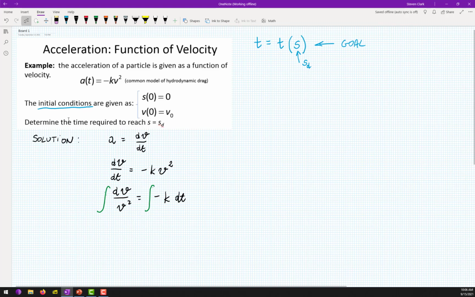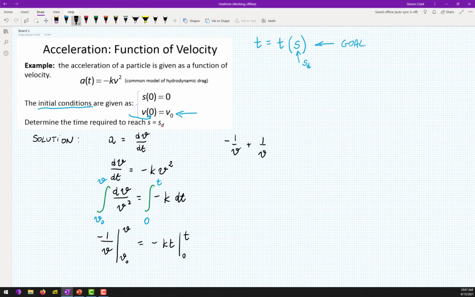Also a very important thing, integration bounds. They told us that our velocity starts from v0 and we will end up at some v. We don't know that value, and that initial condition is here. We start from v0, and they also told us that the time we started is 0, so we start at time 0 and end up at some t. This integral is trivial, so if I remember correctly from school, that would be minus 1/v from v0 to v, and this is even more trivial, kt from 0 to t. So we have minus 1/v plus 1/v0, and this is equal to minus kt.